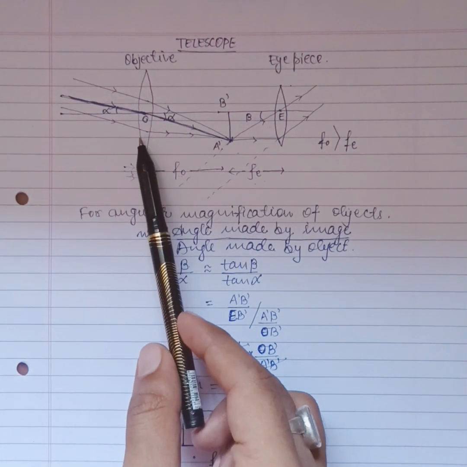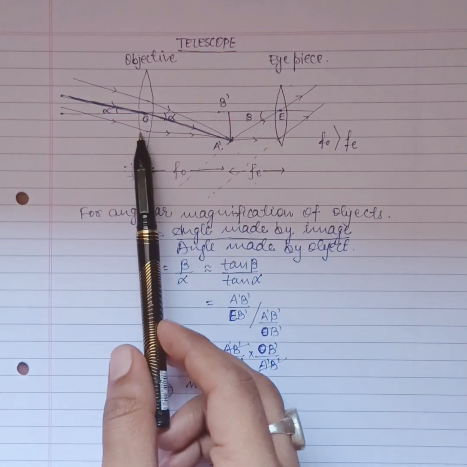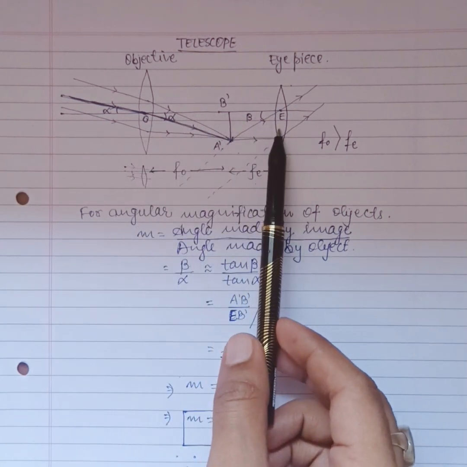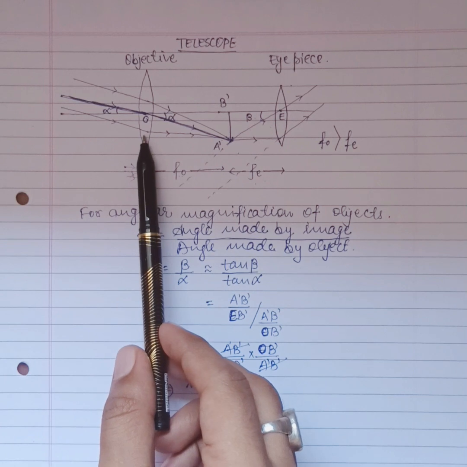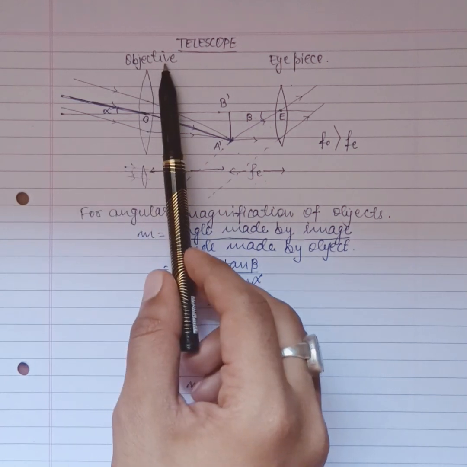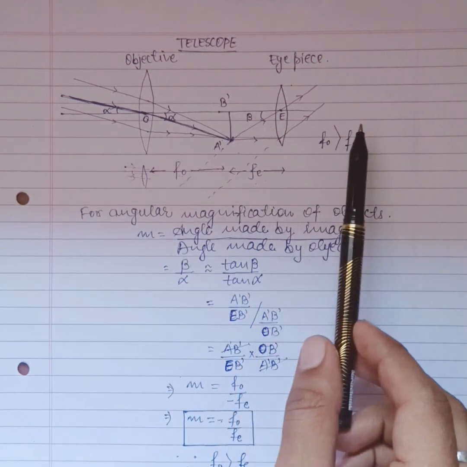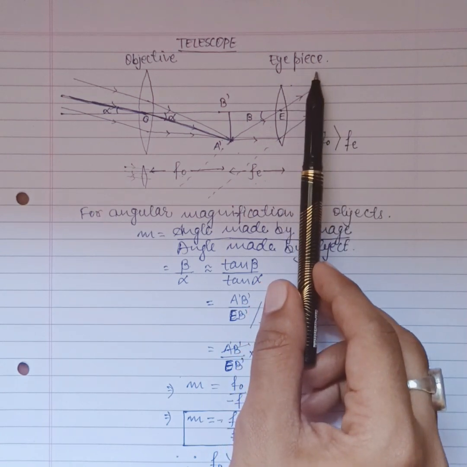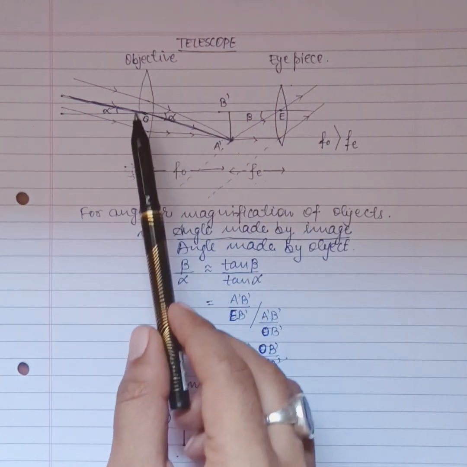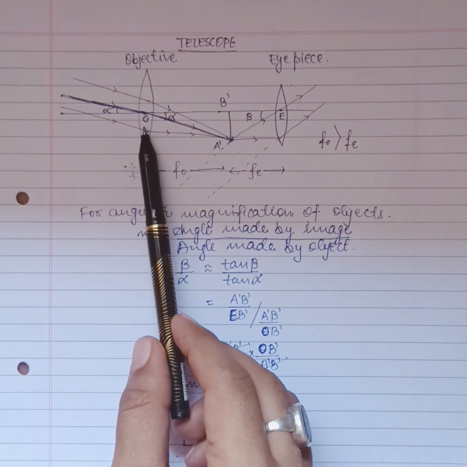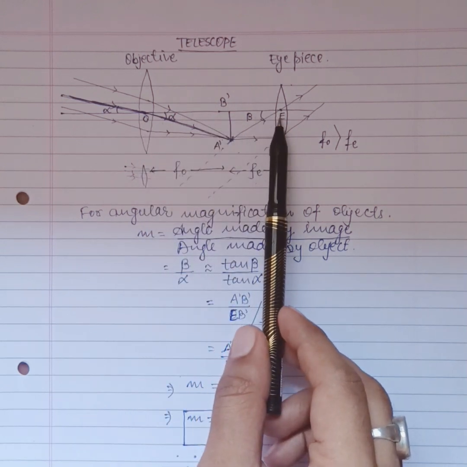In a telescope, we have two lenses, one is the objective and the other is the eyepiece. The lens which is kept nearby the object is known as the objective lens, and the lens which is kept nearby the eye is known as the eyepiece. Here, the aperture of the objective lens is greater as compared to the aperture of the eyepiece.